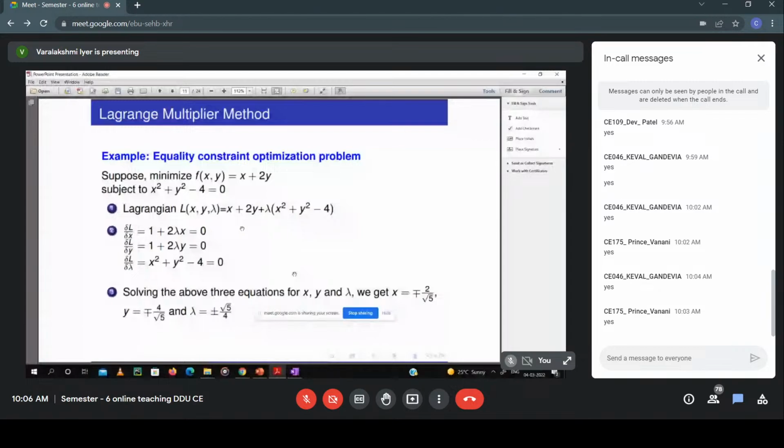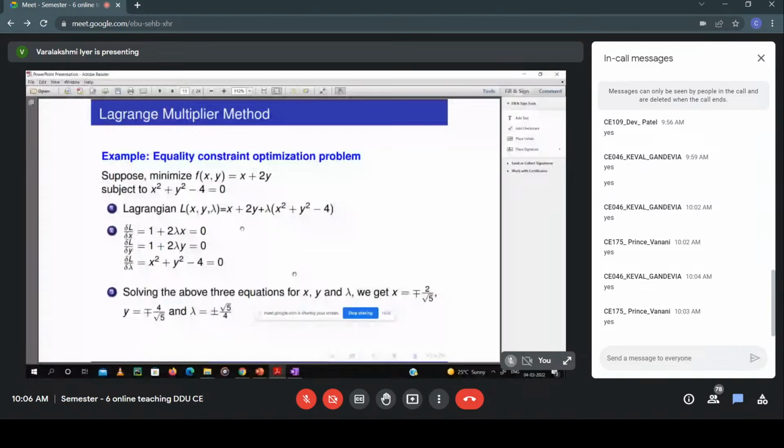Now we'll be finding out the first order derivative. So we are finding the derivative with respect to all the parameters that we have: with respect to x, with respect to y, and with respect to lambda. And based on that, we are finding out the values of x, y, and lambda.